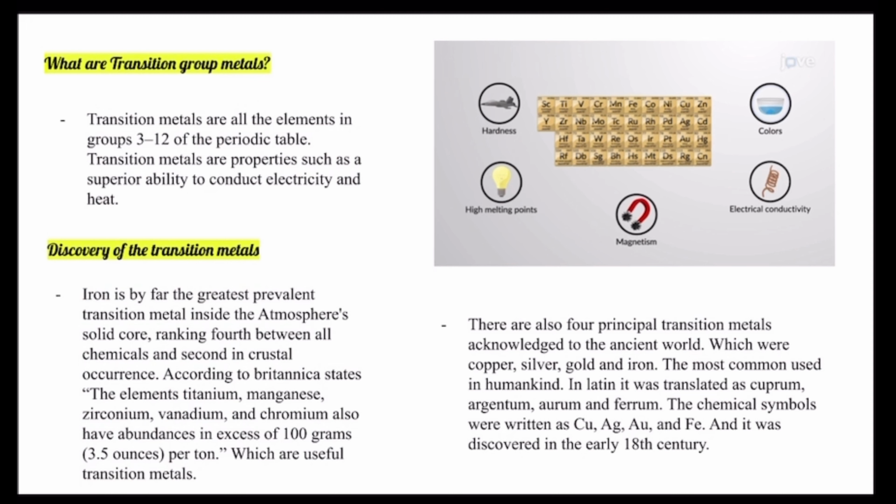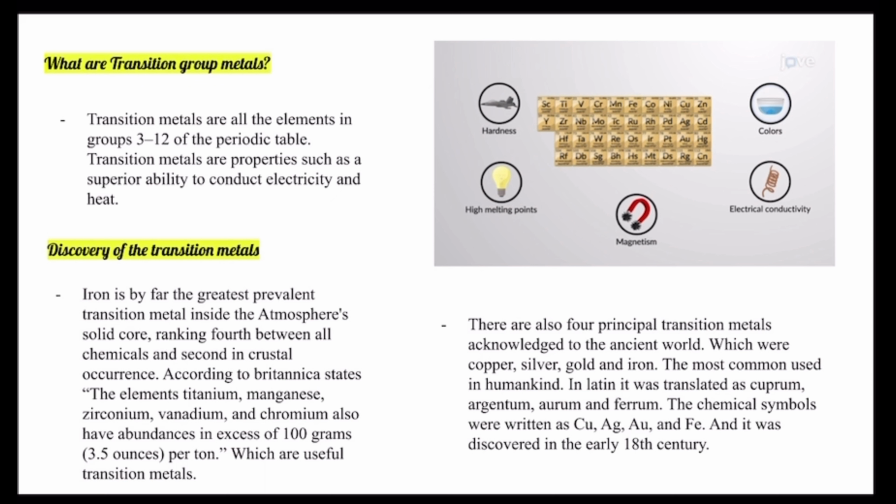So what are transition group metals? Transition metals are all the elements in groups 3 to 12 of the periodic table. The transition metals have properties such as a superior ability to conduct electricity and heat. So this is the discovery of the transition metals.